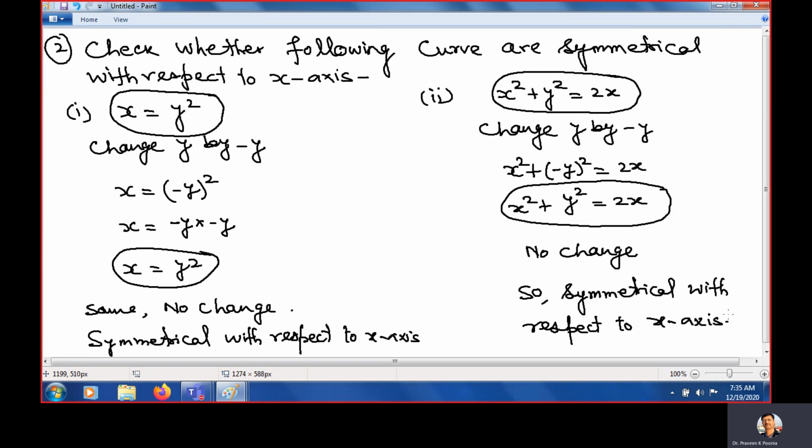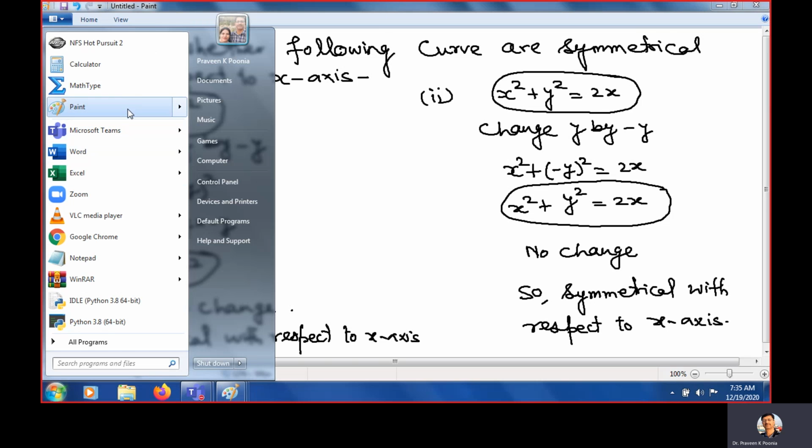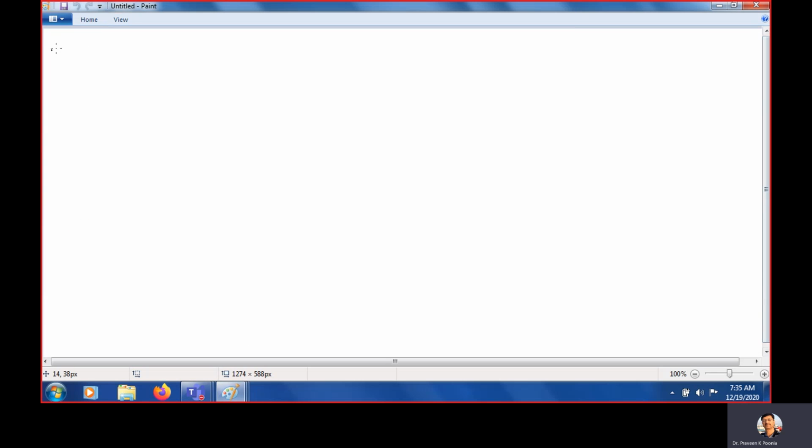This is the second type of question. What is the third type of question we may have here? Plot the point on the xy plane. That means we will give you a point, and you need to plot the point on the xy plane.